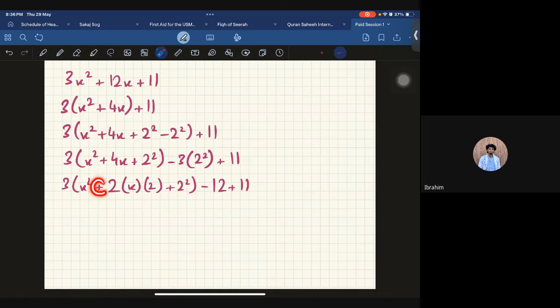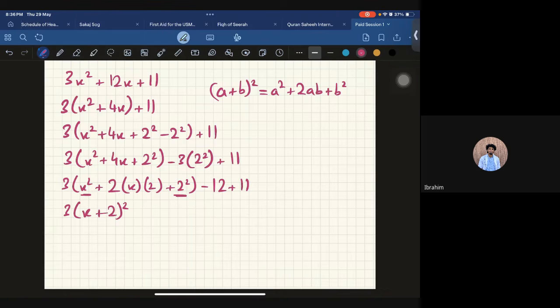You can see over here the sign with the term with x is positive. So that's why you'll apply a different identity over here. The identity over here will be a plus b whole square equals a square plus 2ab plus b square. So a over here is x, b is 2. So we can write this as x plus 2 whole square, and minus 12 plus 11 will be minus 1. Is this clear?